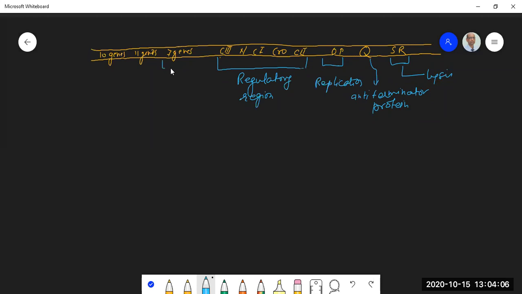These 7 genes, they are for recombination. They code for proteins which are involved in site-specific recombination. These 11 genes, they code for tail proteins. And these 10 genes, they code for head proteins.